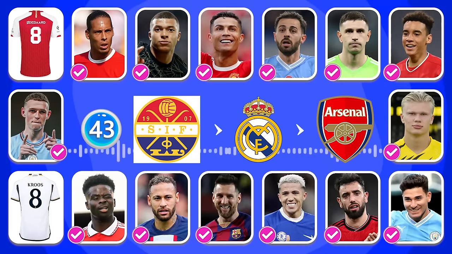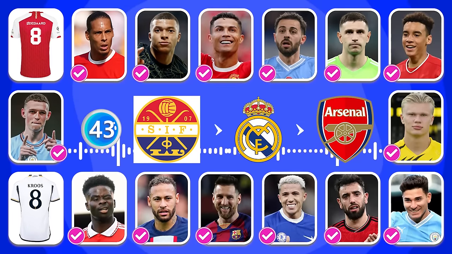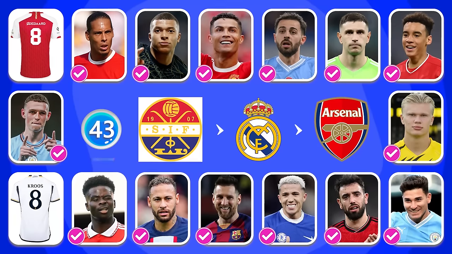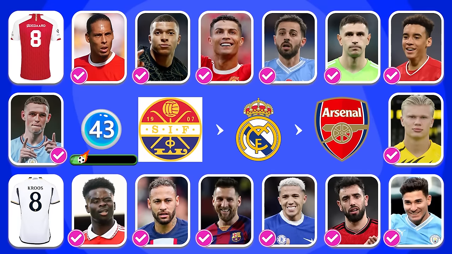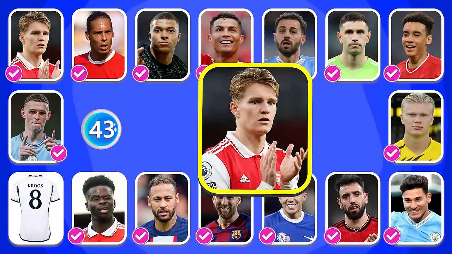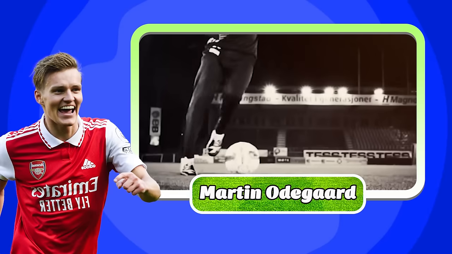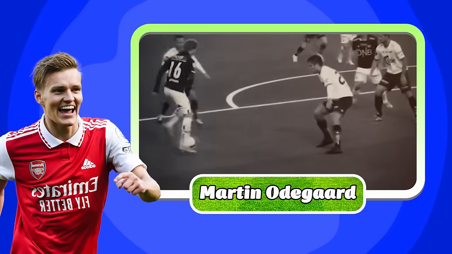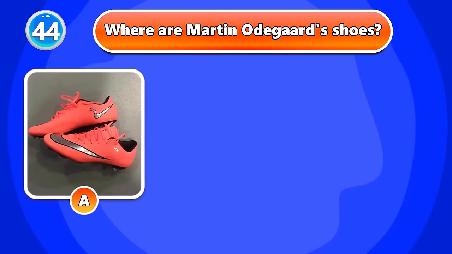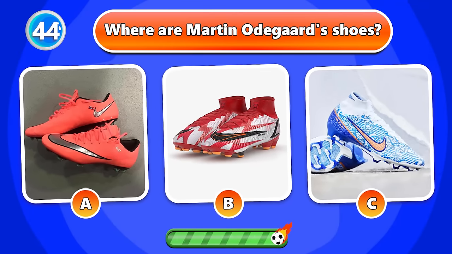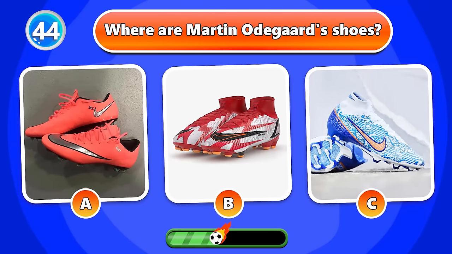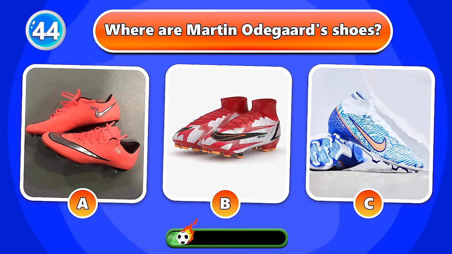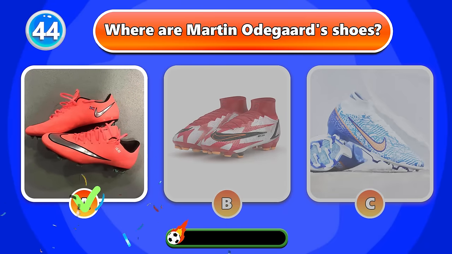Question 43. Whose song is this? Perfect! It's Martin Odegaard. Question 44. Where are Martin Odegaard's shoes? The correct answer is A.